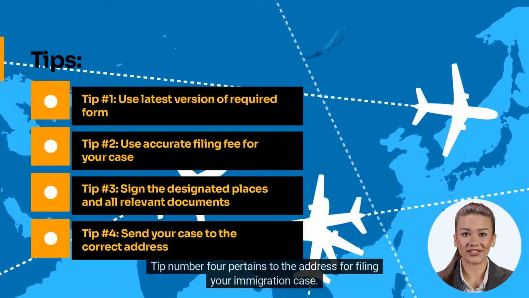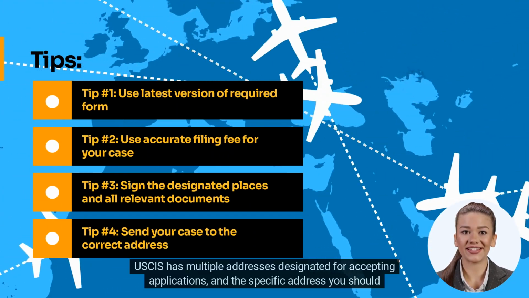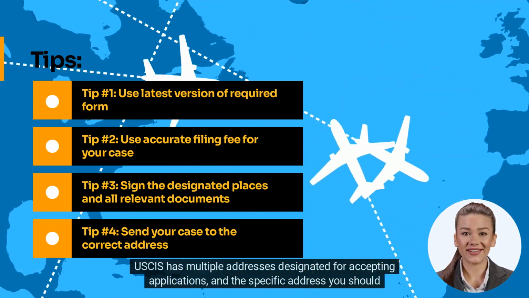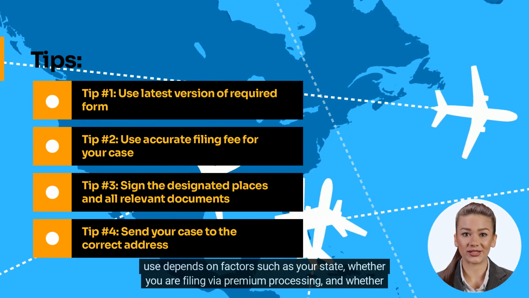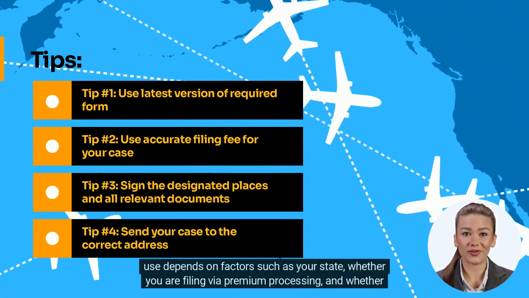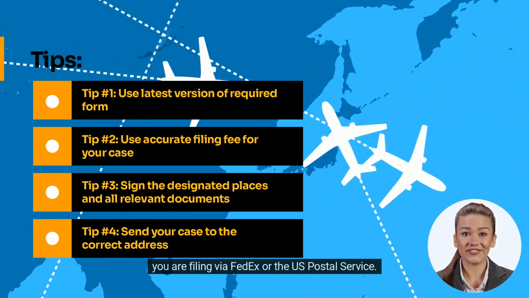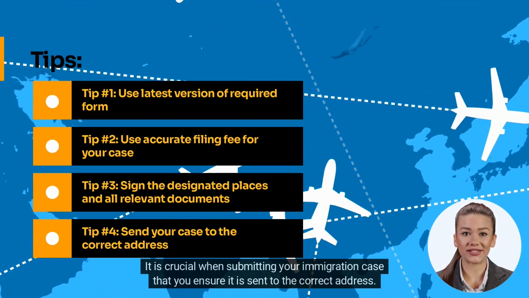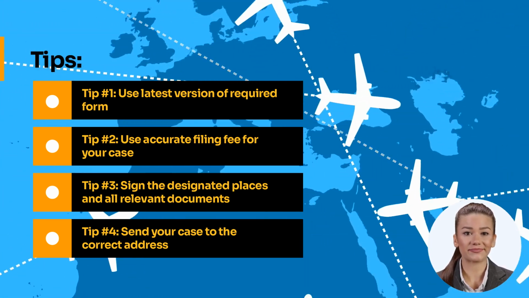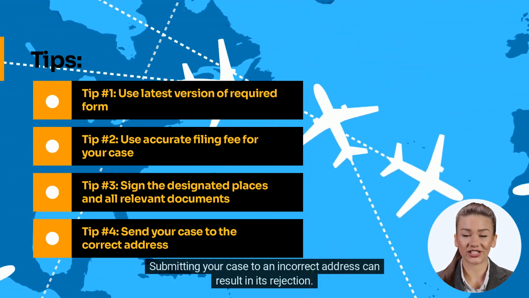Tip number 4 pertains to the address for filing your immigration case. USCIS has multiple addresses designated for accepting applications, and the specific address you should use depends on factors such as your state, whether you are filing via premium processing, and whether you are filing via FedEx or the U.S. Postal Service. It is crucial when submitting your immigration case that you ensure it is sent to the correct address. Submitting your case to an incorrect address can result in its rejection.